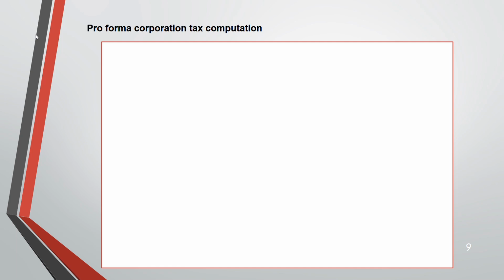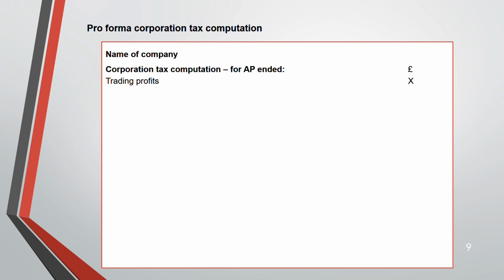Now we are going to go through the pro forma of corporation tax computation. Learn the pro forma of any tax: income tax, CGT, corporation tax, VAT, inheritance tax. It's very important. Pro forma will help you to do your calculations faster in your exam. So here, first you write the name of a company, then the corporation tax computation. You have to write which type of tax you're calculating, always corporation tax, income tax, whatever tax. So if it's corporation tax, write corporation tax computation. For the AP end date, write the accounting period end date. Very important. Then you start with the trading profit. We'll go into detail on each of these items, but first let's go through the pro forma in general.